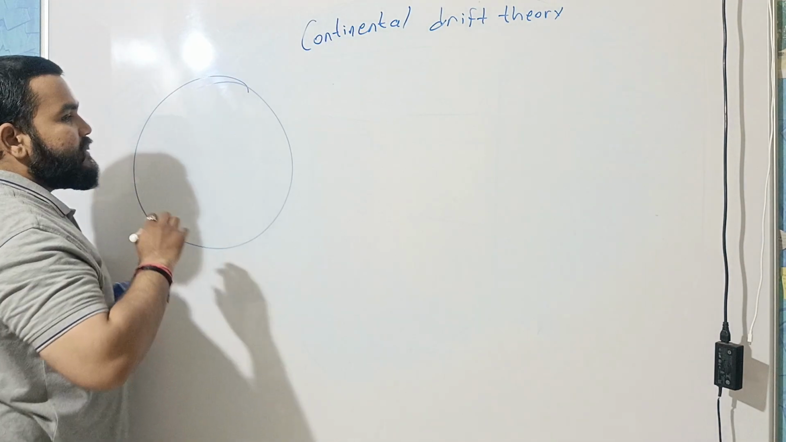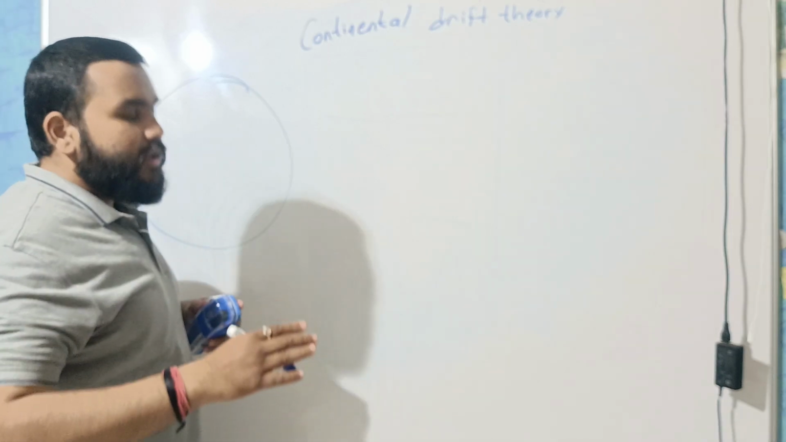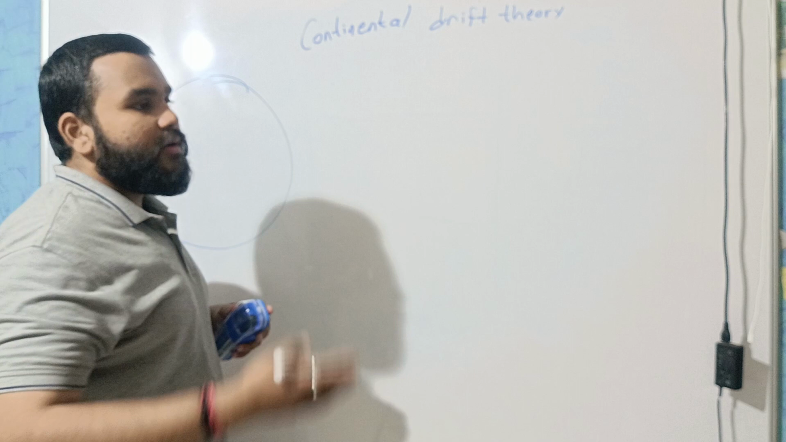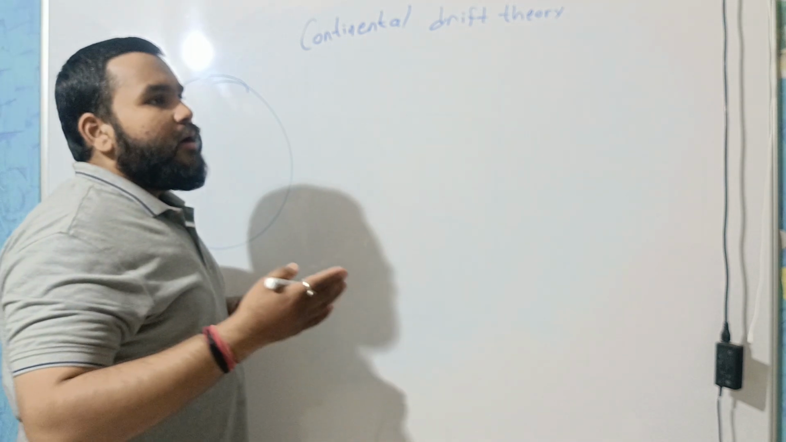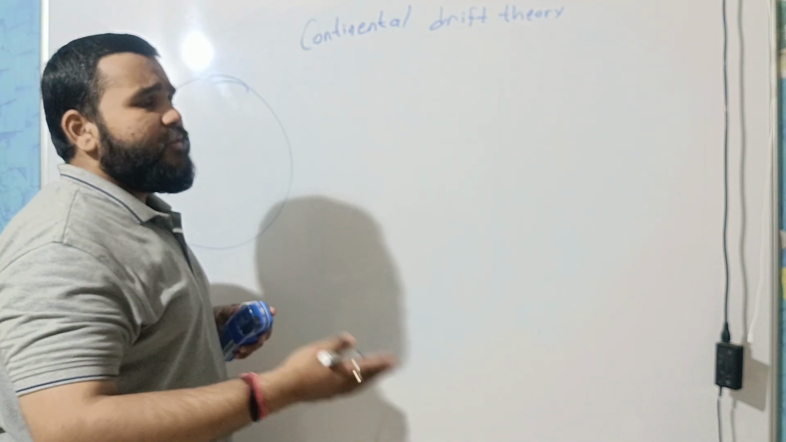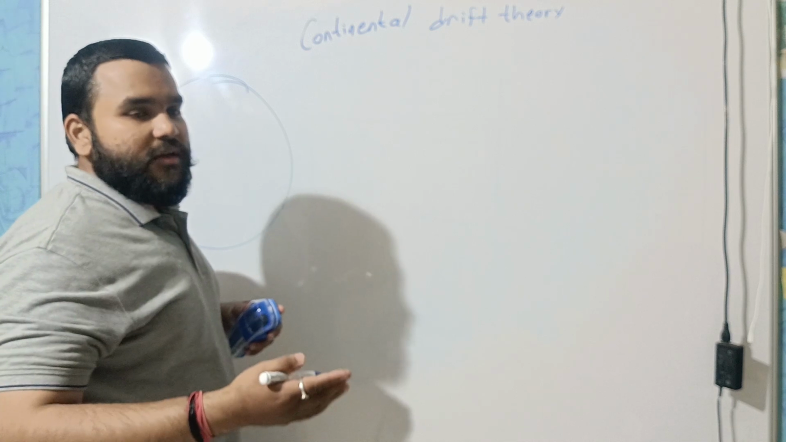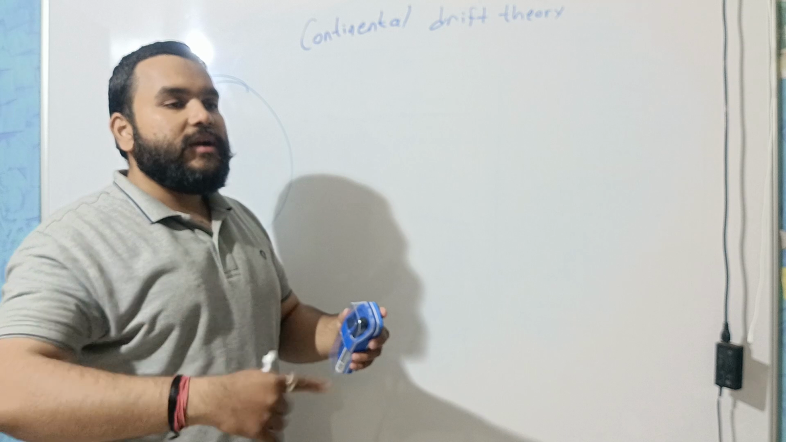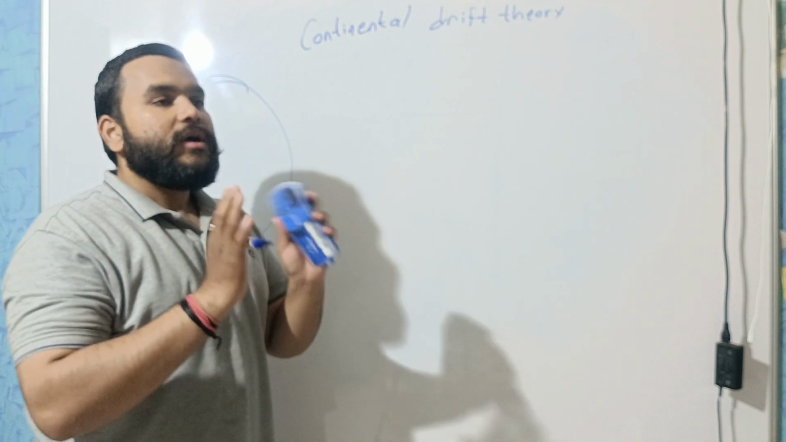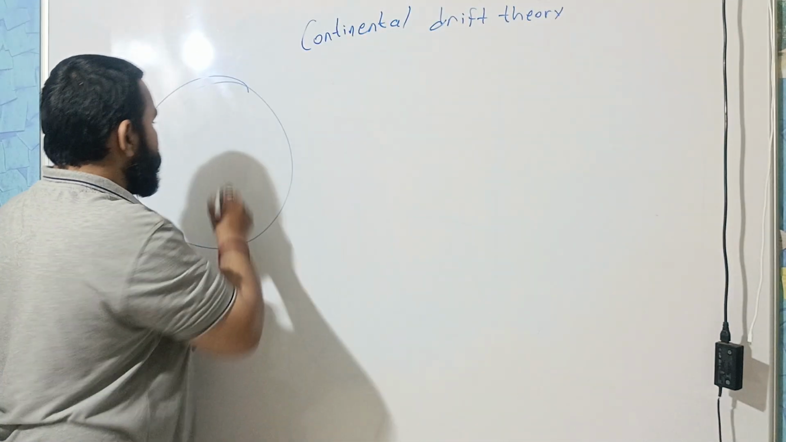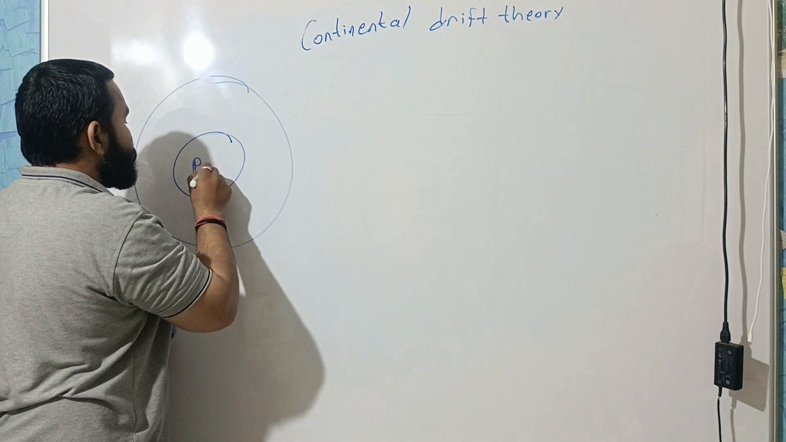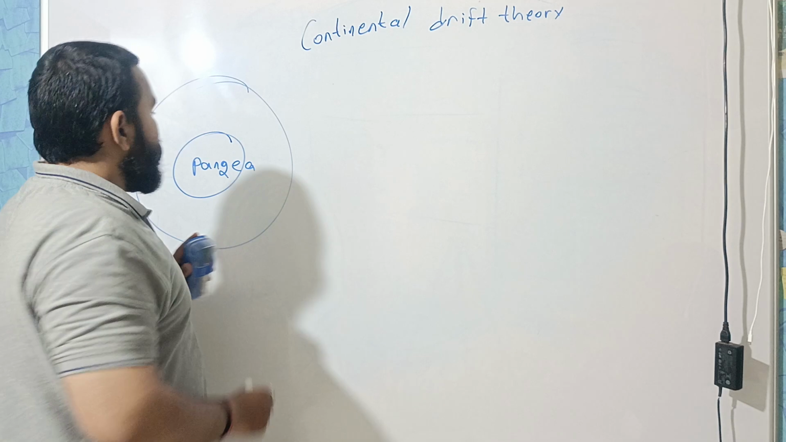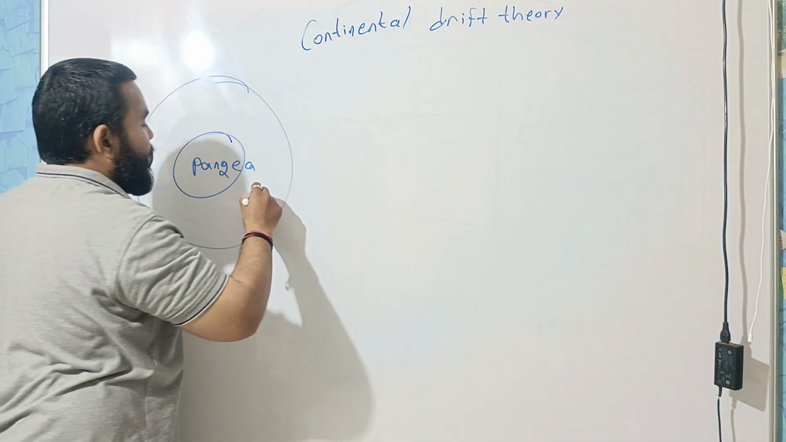before the 7 continents like Asia, Europe, Africa, South America, North America, Antarctica and Australia, there was only one continent, only one large landmass. That is called Pangaea. And the surrounding water is called Panthalassa.